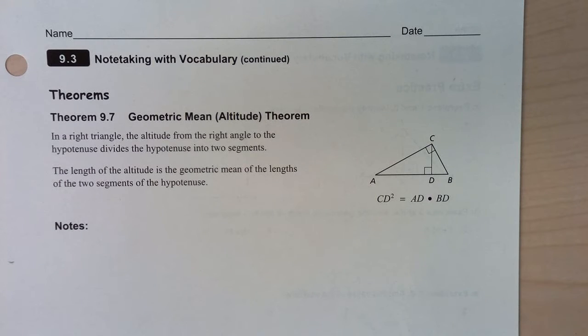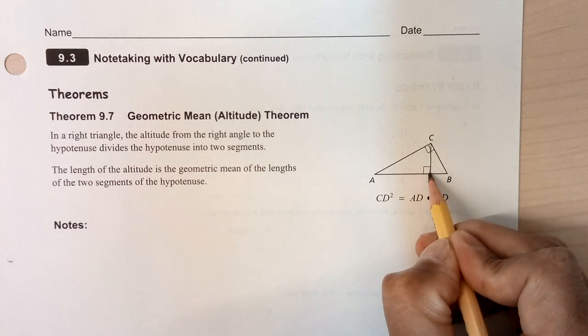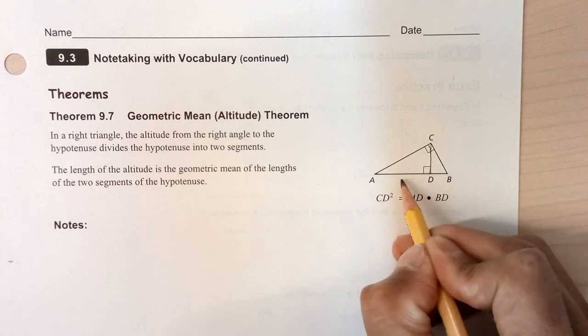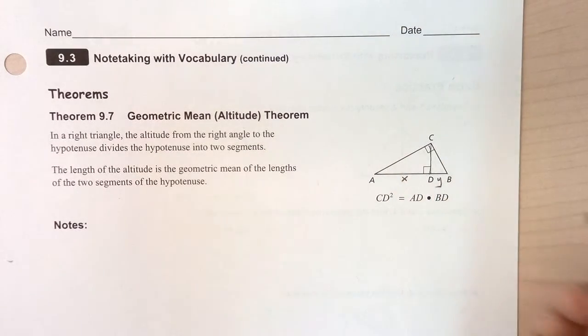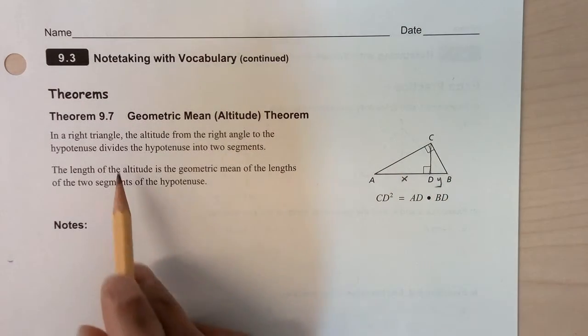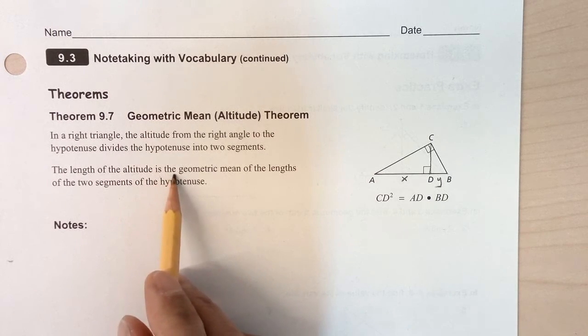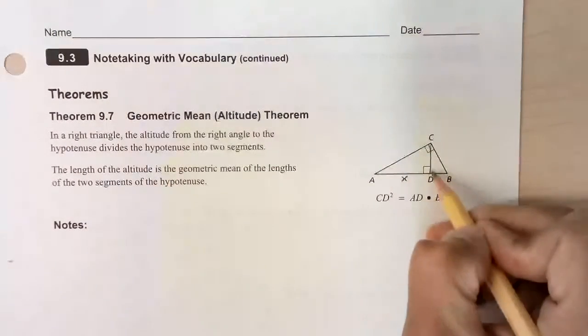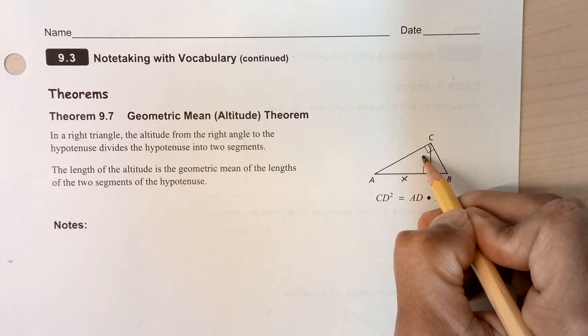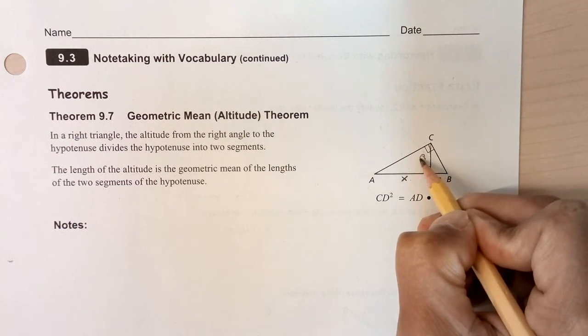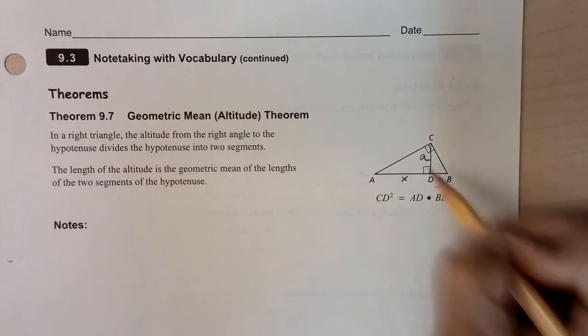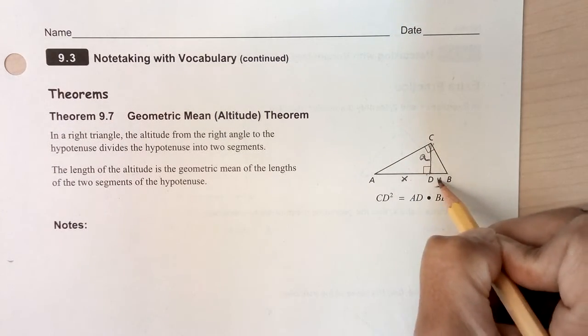And then theorem 9.7, the geometric mean, also referred to as the altitude theorem. If you have a right triangle, the altitude from the right angle divides the hypotenuse into two segments. Here's the altitude. It divides this hypotenuse into two segments. I'm going to let this segment, AD, be x, and then the segment DB be y. It says the length of the altitude is the geometric mean of the lengths of the two segments of the hypotenuse. Sorry, I already let this be x, so I'm just going to let the altitude be a.